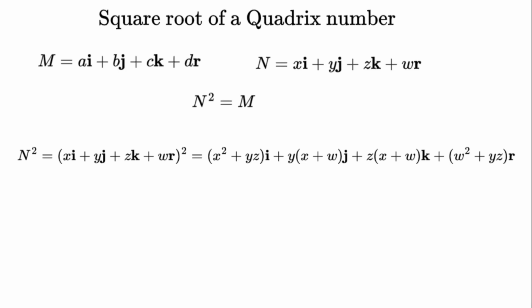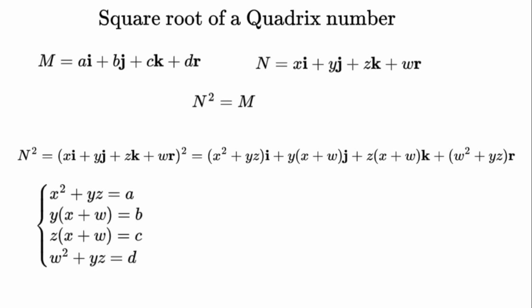Using the multiplication formula, n squared equals (xi + yj + zk + w)r squared, which equals (x² + yz)i + (yx + wj) + (zx + wk) + (w² + yz)r. Equate to m: x² + yz = a, yx + w = b, zx + w = c, w² + yz = d.